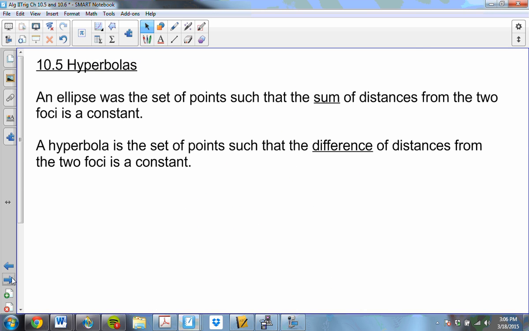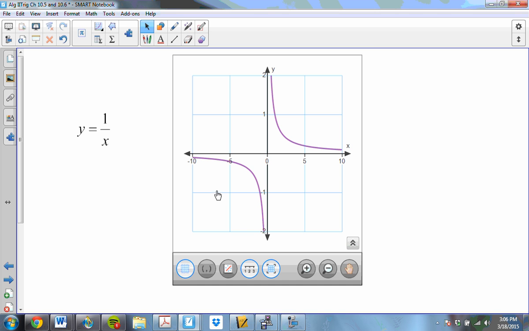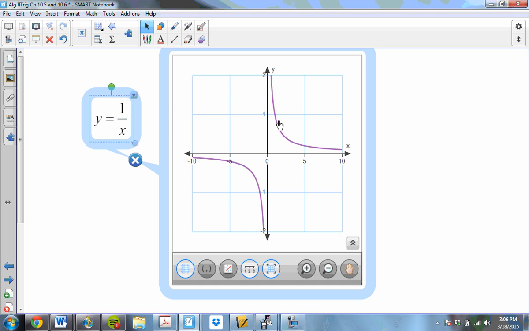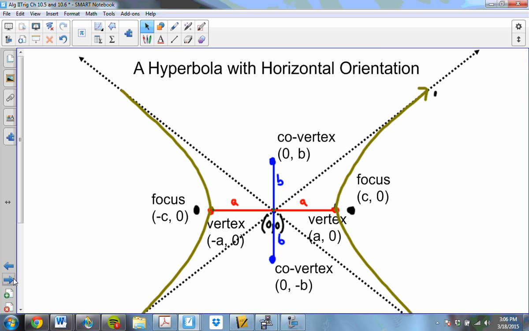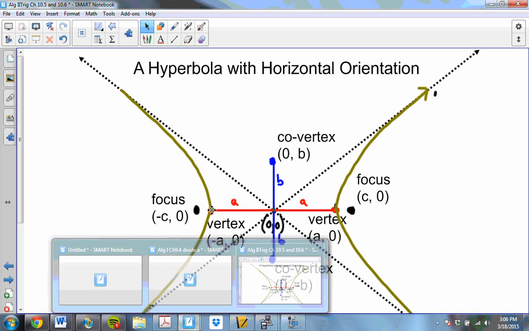If you think about our last chapter, these were called hyperbolas. Here's the graph of 1 over x. This is a hyperbola with a center here, vertices here, and then foci somewhere in this range. Here's an example of a hyperbola with horizontal orientation. The vertices are these vertices here, basically.